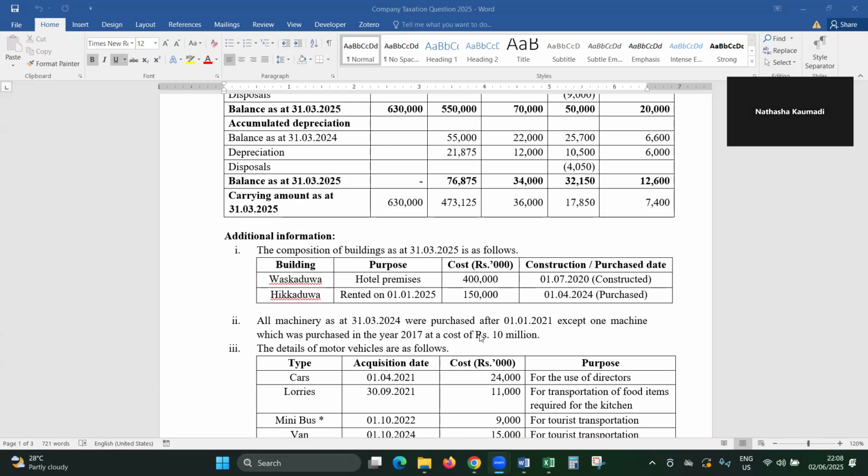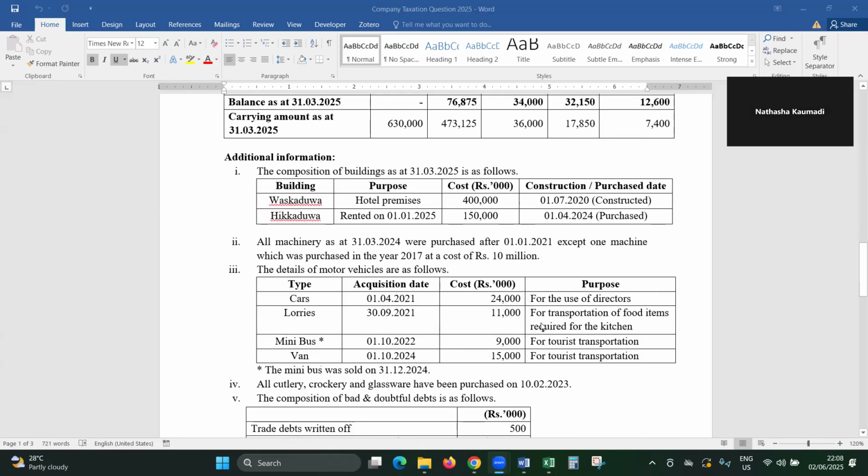Now, can you claim capital allowance if it is more than 5 years? No, right? You can divide the cost by 5 to claim the capital allowance. So that's why it says this 10 million worth machine is very old, purchased in 2017. Others are within the 5 years range. And then the details of the motor vehicles are as follows.